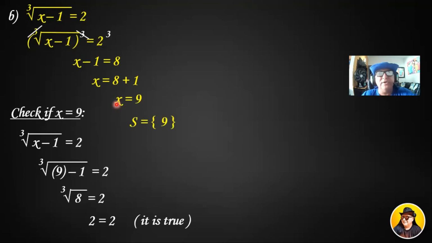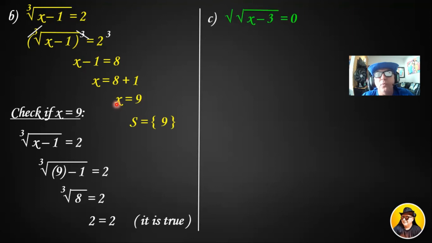All right, let's see question C. Okay, so now we have the cubic root of the square root of x minus 3 equals 0. Now we have to do it twice. First, the convenient exponent now is 3, okay, cubic. So let's cube both sides of the equation. All right, you can see. Now let's cancel out the cube and the cubic root right here.